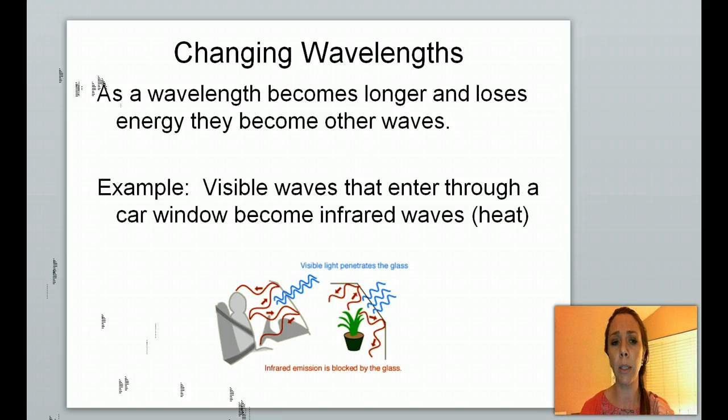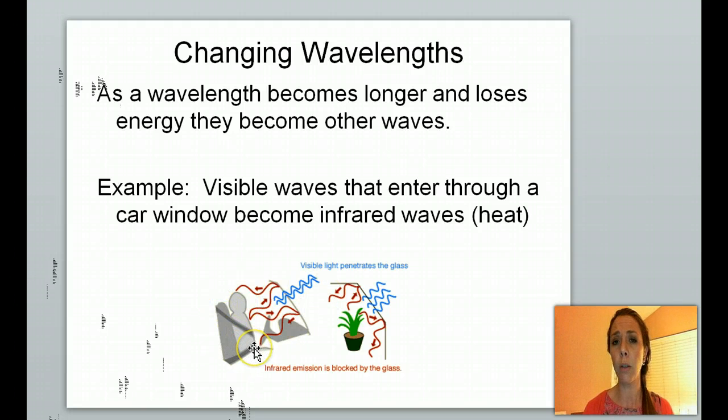So I told you I would talk about this example, right? You've been on a cold day, but your car is sitting in the sun. You open up the door and it's really, really hot in your car, right? Even though it's not that warm outside. Or even worse, when it's 100 degrees outside and your car's been sitting all day, it's like 130 degrees in your car. Because visible light, when it goes through the windows, you can see it right here, it's able to penetrate the glass, but when it does that, it loses energy. It slows down. It becomes heat waves and no longer visible waves. And so that heat is too long now and gets trapped.